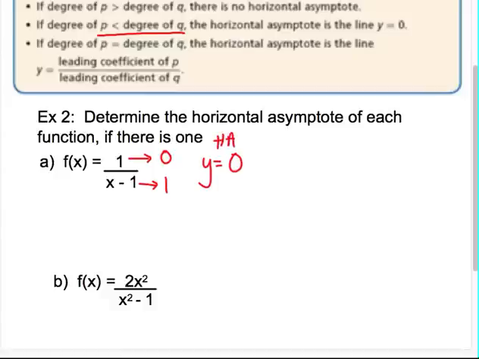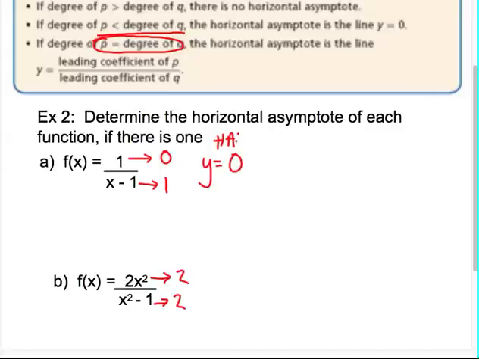Label that. All right. For b, the degree of my numerator is 2. The degree of my denominator is 2. Remember, the degree comes from the highest power on any variable in the polynomial. So in this case, the degree of the numerator equals the degree of the denominator. So the horizontal asymptote is the leading coefficient of p over the leading coefficient of q.